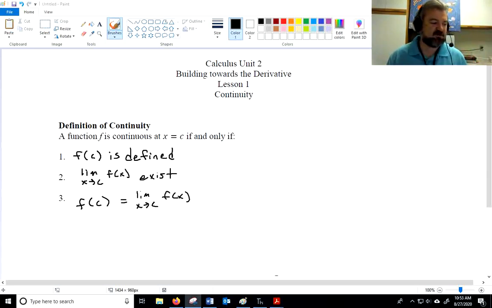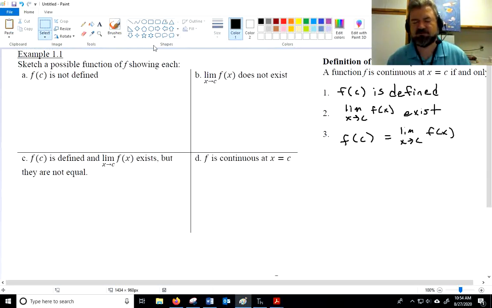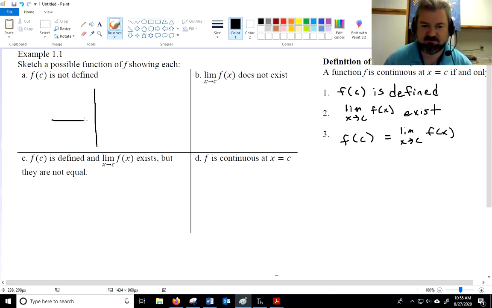Just to drive this point home, let's take a look at some different situations and see if we can sketch one like that. So here's one, a function where f of c is not defined. There's lots of ways we could do this, but let's say I have a graph like this, and then at some value c, we just have a hole. Well, that function is not continuous at the value c because f of c is undefined.